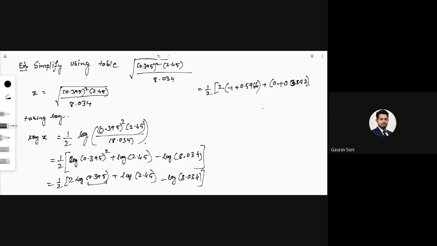Plus minus. Look at the last one, log of 8.034. One digit before the decimal point, so the characteristic is 0, plus what is the mantissa? 8.0, look at the third column, 9047. And in the last small columns, we have to look at 4. The value is 2. So add it to this, 9049.